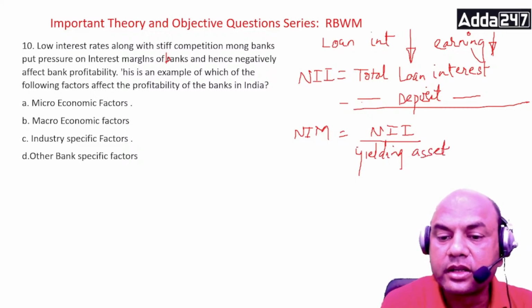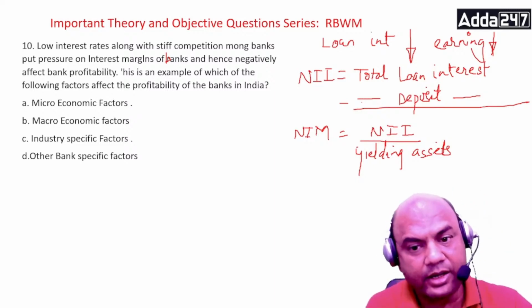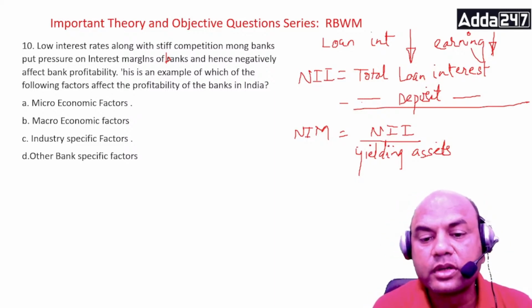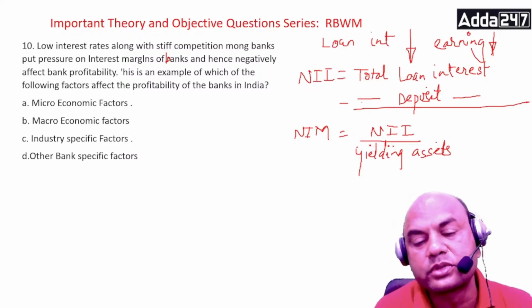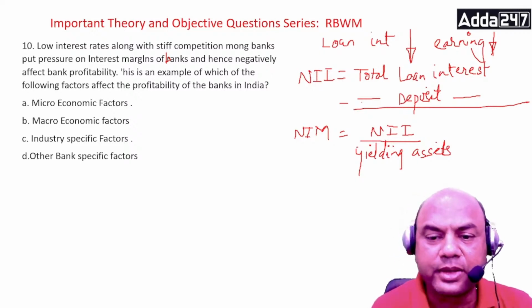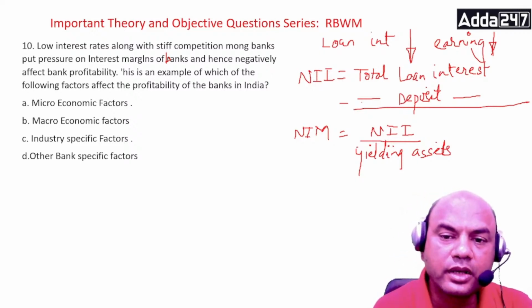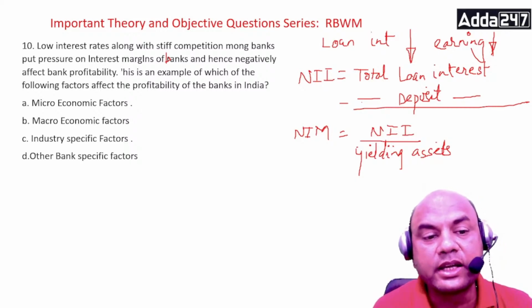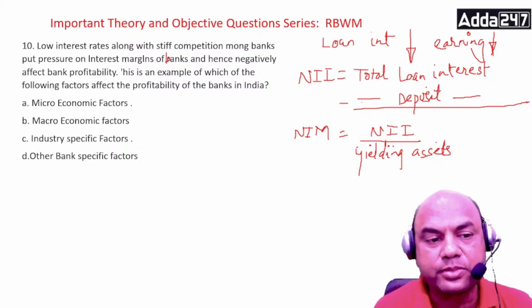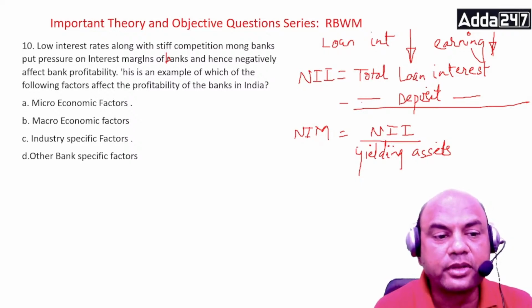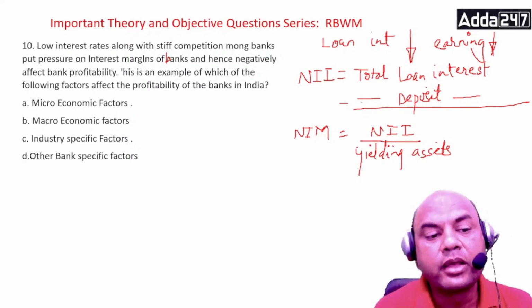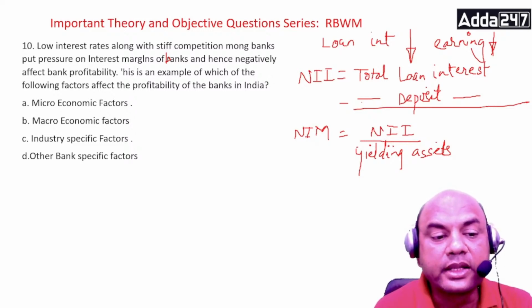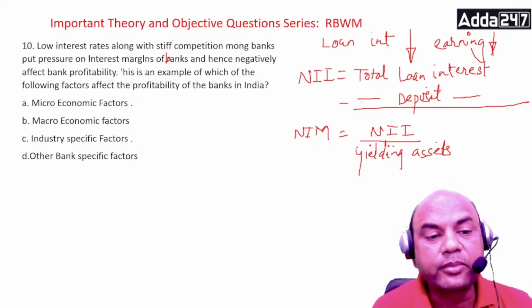Yielding assets. Now you'll say, what do you mean by yielding? Everyone is giving me returns. No, there are two types of loans, NPA and regular ones. So only regular loans over here. NPAs are not considered because are NPAs giving you any returns? No, right? So that is the difference between this interest margin and hence negatively affect the bank profitability. Which of the following factors? So what are the factors that are affecting the bank profitability? Microeconomic factors, macroeconomic factors, industry specific factors, other bank specific factors.